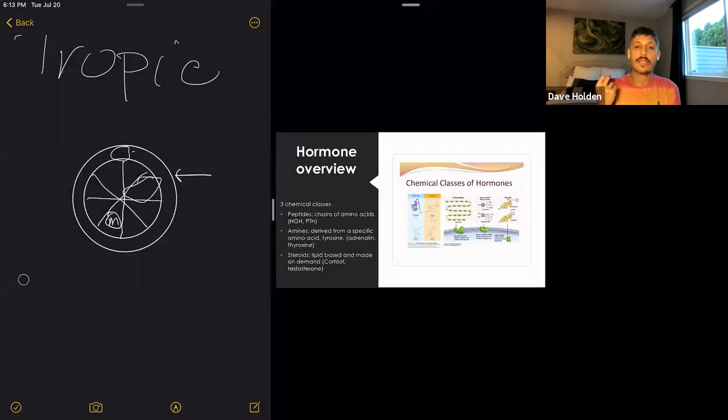The third category are steroids. Steroids are lipid-based, so they're created based on fats. And these guys can be made on demand. So you think about the kinds of hormones that you will always have a lot of in the body, like cortisol or testosterone. Kinds of hormones that you'll need great amounts available to you at all times.